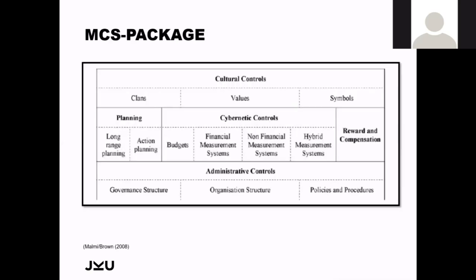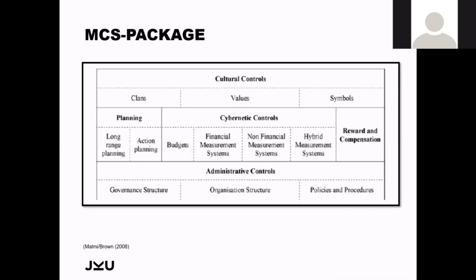Okay. In addition to the framework by Merchant and van der Stede, those four controls, Malmi and Brown offered these management control systems as a package. And that's actually the key word, as a package. They also found in the very top cultural controls, which governs plans, values, norms, beliefs, right? But also symbols. So it's also part of the organizational identity.